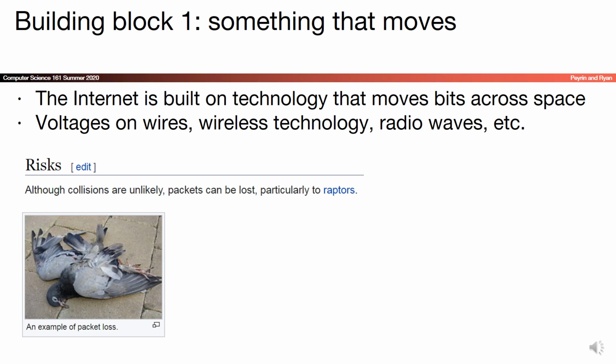Obviously in the internet we don't use anything like pigeons or delivery guys or horses. What we do use is something that moves bits over space. The simplest example of this would be a wire, and the wire would have voltage signals that tell us whether a 0 or a 1 is being sent. And nowadays we even have wireless ways to transmit bits across space. The point is, the very fundamental building block of the internet is something that moves bits across space.